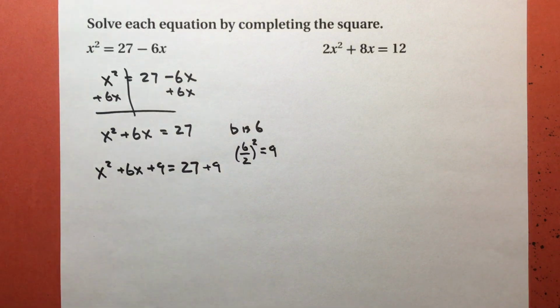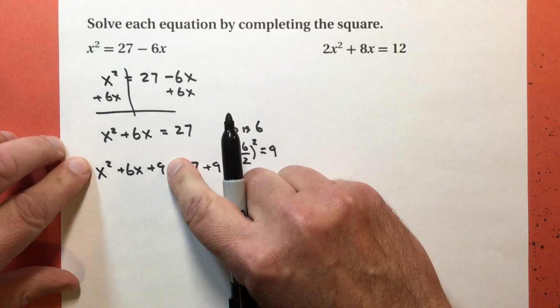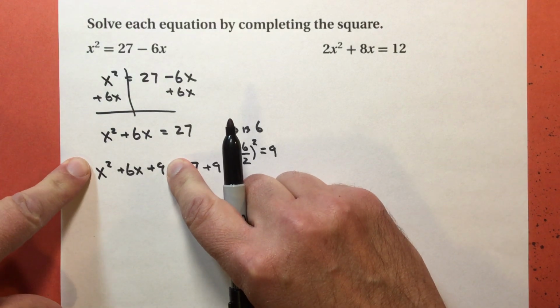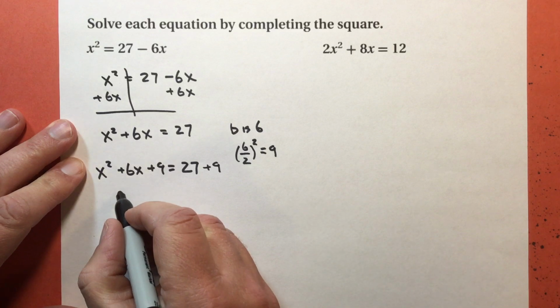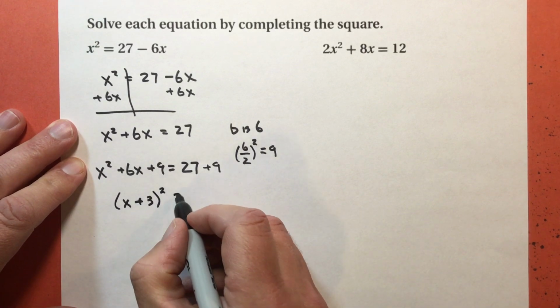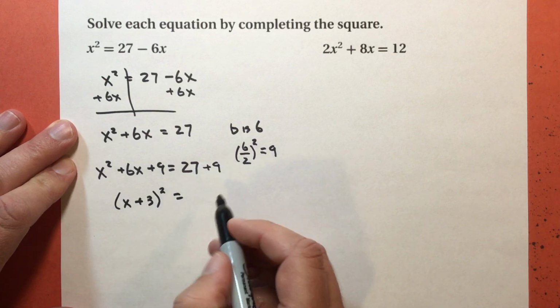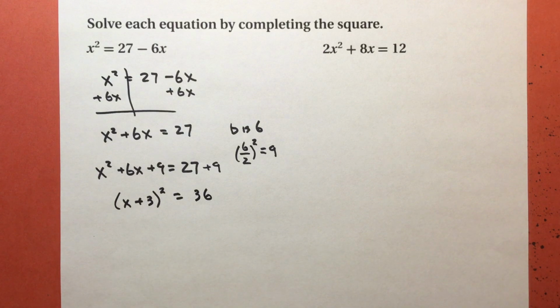Now the next step, I'm going to factor this by recognizing that now I have a perfect square, which happens to be the same one I talked about in the last video. But now I have a perfect square trinomial. This is x plus 3 to the second power. Over here, 27 plus 9 equals 36. And the rest of this problem is what we did in the first example.